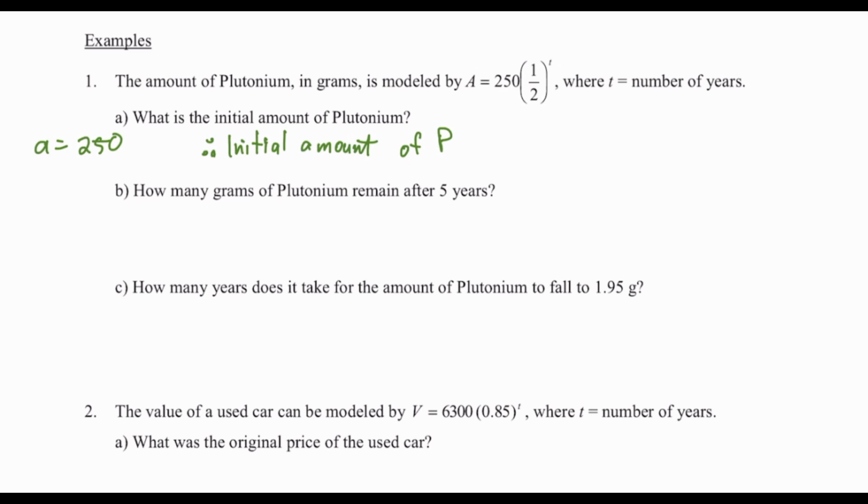Oh, sorry, Pu, not P. Initial amount of plutonium is 250. And don't forget the units. It says the amount is in grams. So 250 grams. Next question.